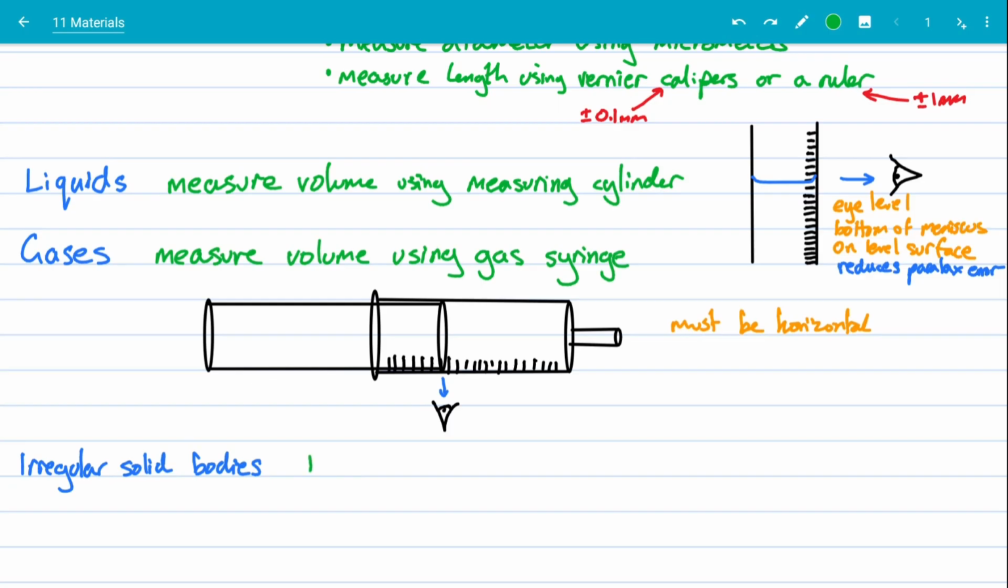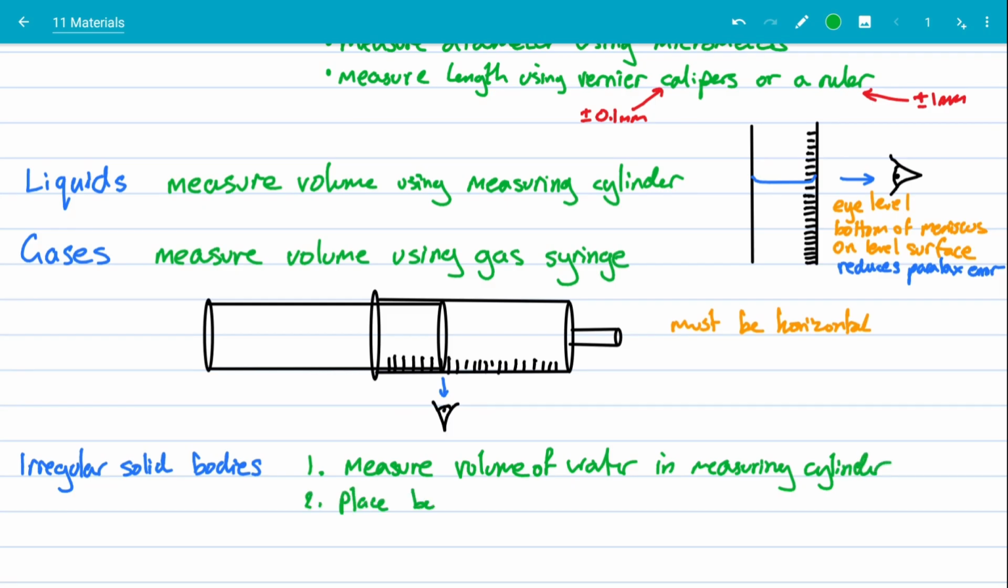Actually, let's write this as a sort of an instruction list. So number one, measure volume of water in measuring cylinder, and it could be a big measuring cylinder. Cylinder spelled with a C. Then, two, place body in water.